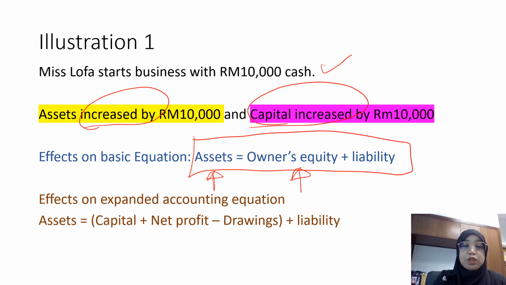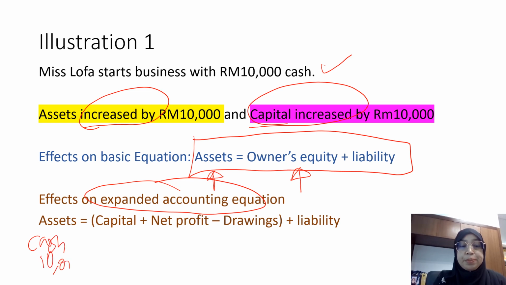Alright, so if you expand your accounting equation, both sides still balance, whereby your asset, in this case cash, increases by 10,000, and your capital under owner's equity also increases by 10,000.